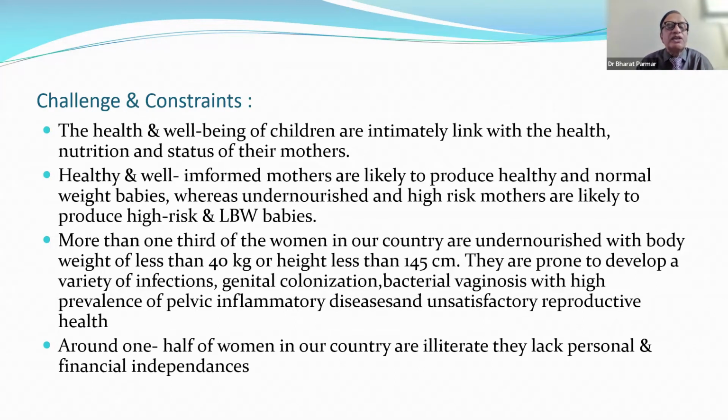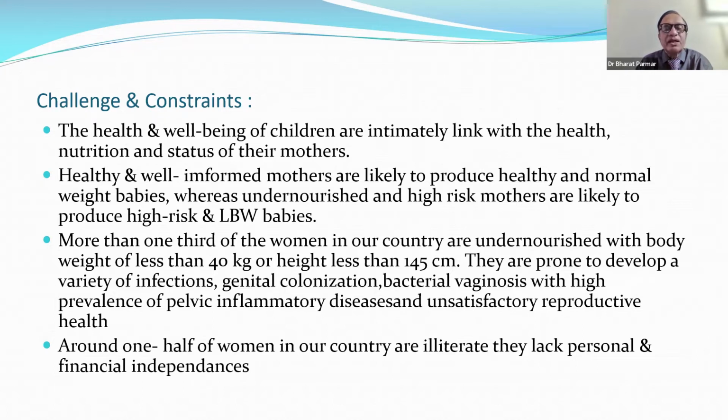The health and well-being of children are intimately linked with the health, nutrition, and status of their mothers. A healthy and well-informed mother is likely to produce a healthy, normal weight baby, whereas an undernourished and high-risk mother is likely to produce a high-risk, low birth weight baby. More than one third of the women in our country are undernourished, with body weight less than 40 kg, height less than 145 centimeter, and hemoglobin less than 8 gram percent. They are prone to develop a variety of infections, genital colonization, and bacterial vaginitis, with a high prevalence of pelvic inflammatory disease and unsatisfactory reproductive health.